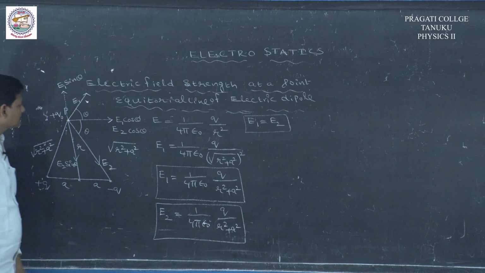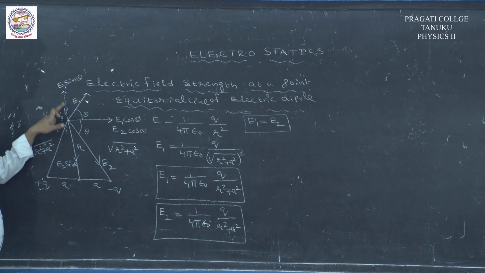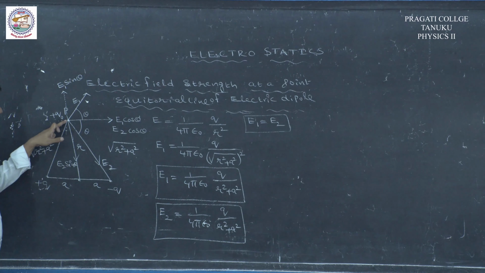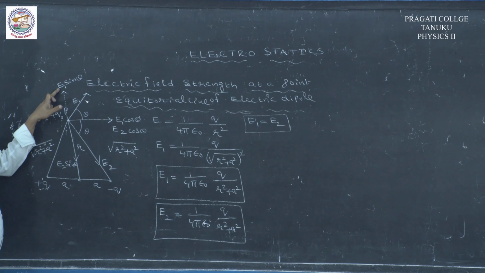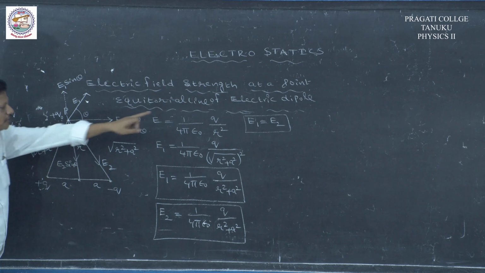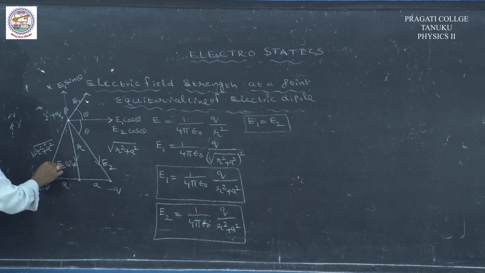Now, here E1 is resolved into two components, and E2 is resolved into two components. From the diagram, E1 sin theta and E2 sin theta are directionally opposite and equal in magnitude. Since E1 is equal to E2, both components cancel each other.